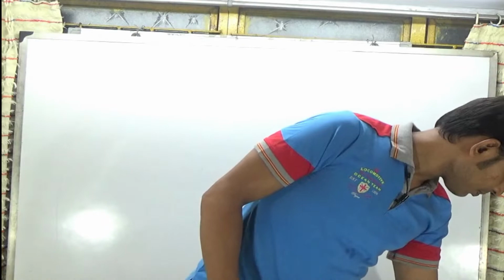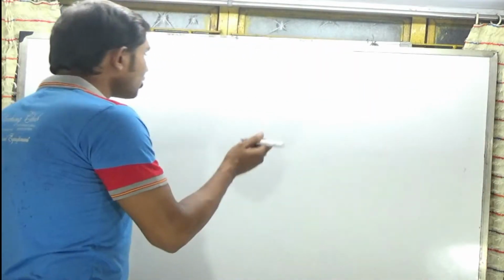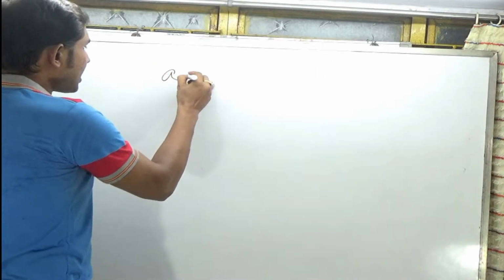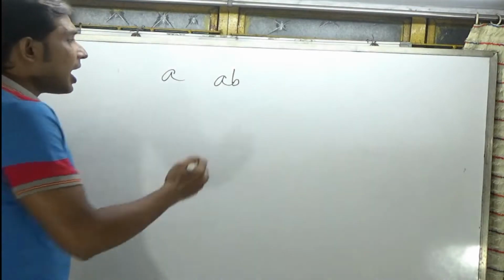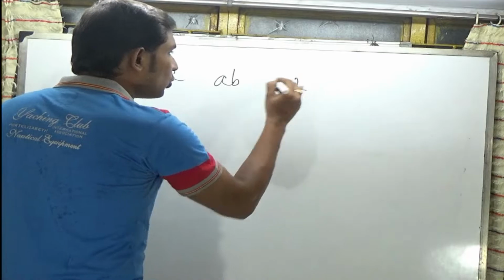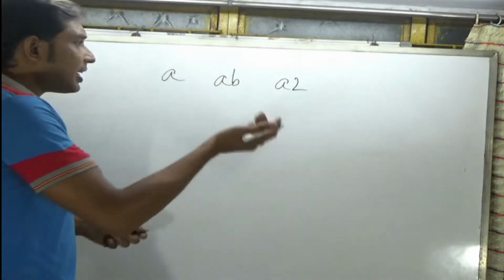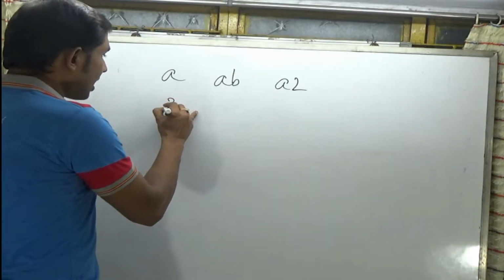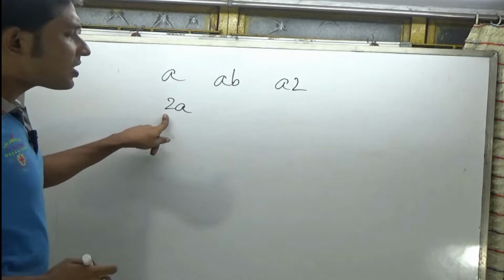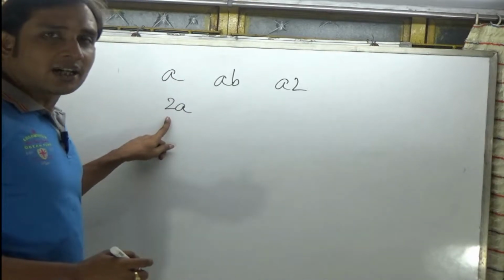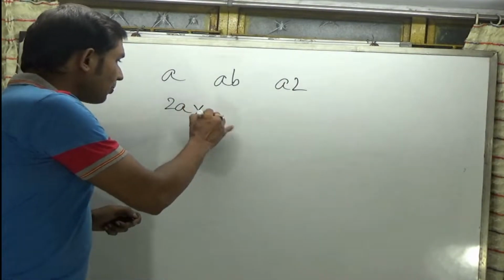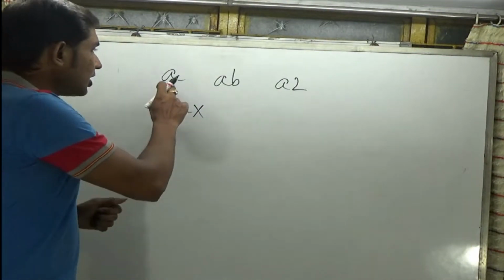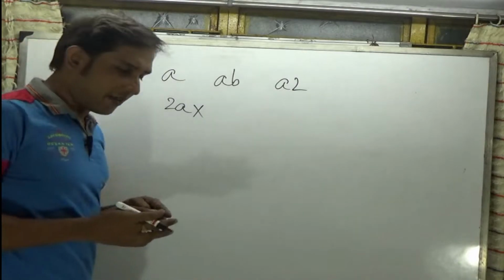Suppose if I declare a variable name A or AB, it is correct. And if I declare a variable name A2, it is also correct. But if I declare a variable like 2A, as this variable name is starting with a digit, it is completely wrong. So it cannot be accepted as a variable. But these three are accepted as a variable.